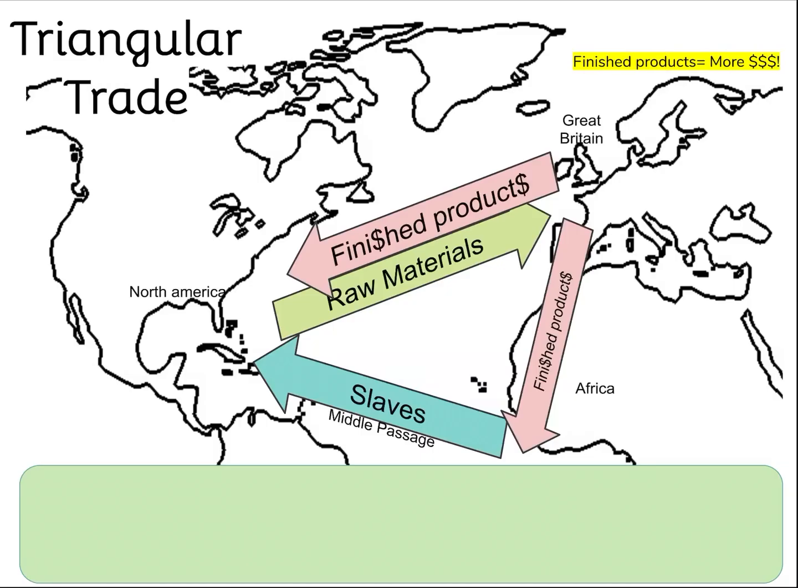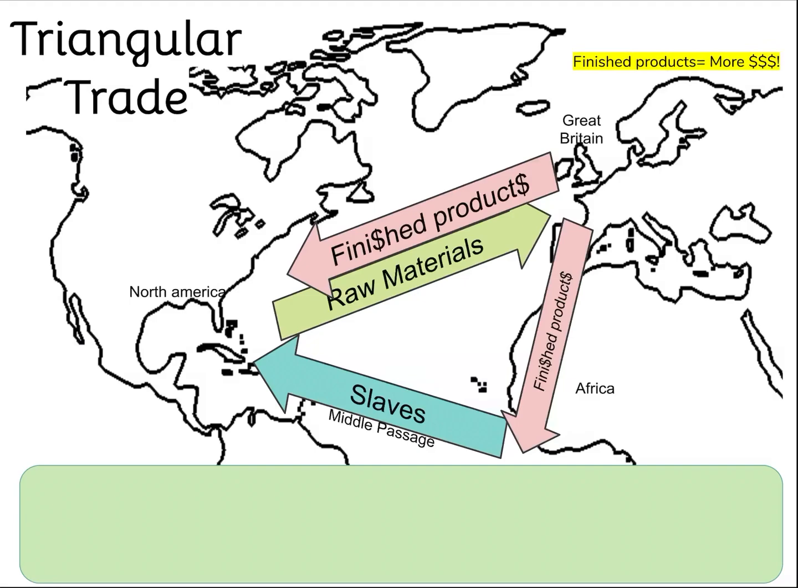So now we're going to get into the triangular trade. So in this you can see that North America produced raw materials and they sent it to Great Britain. Great Britain produced finished products, which again, that's going to be more expensive, just like your t-shirt is going to be more expensive than the cotton that is used to create it.